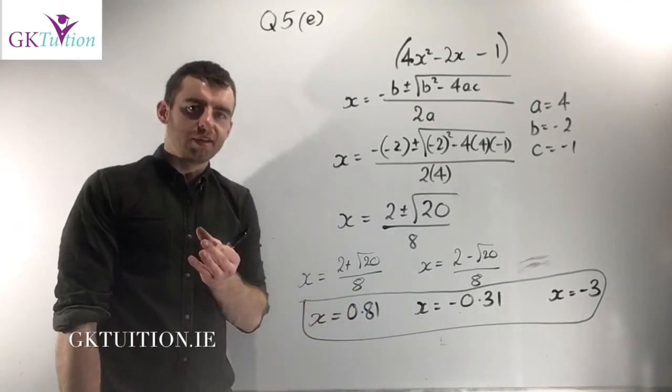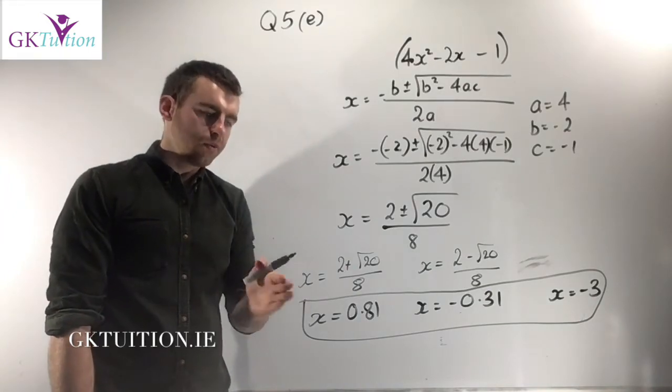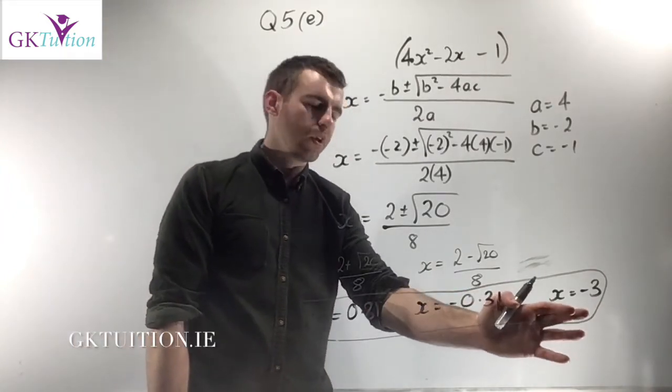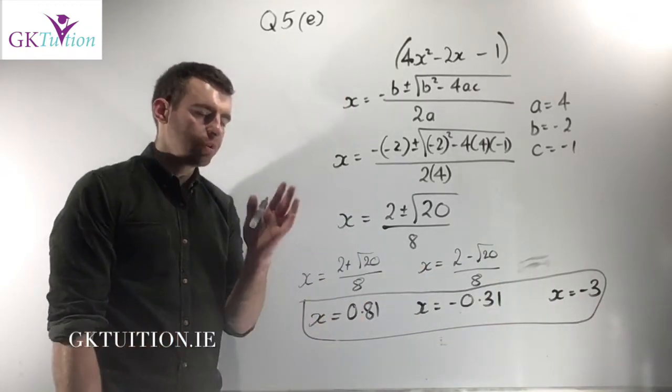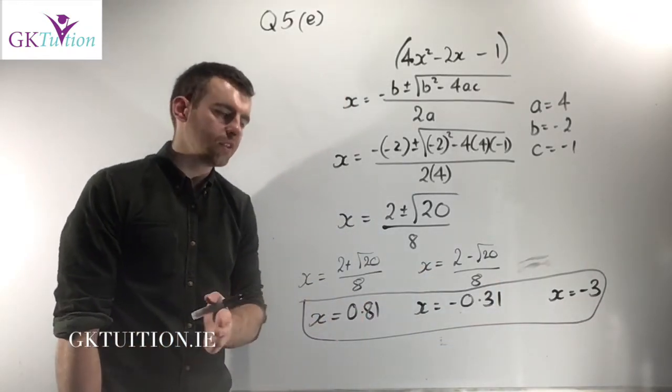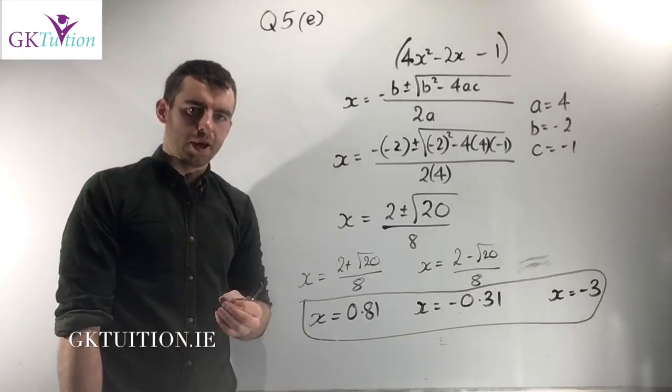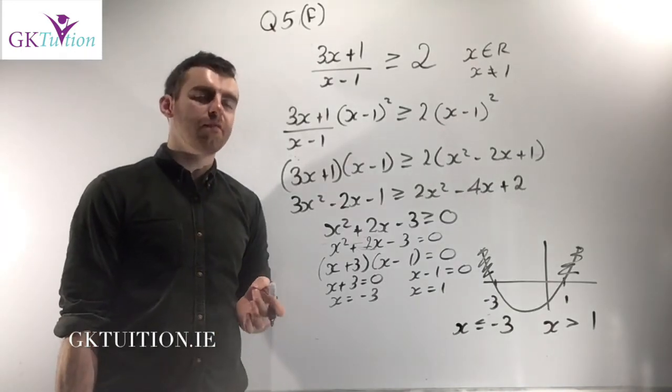And ultimately the question was to solve this cubic, which means you should write out the three roots beside each other. The root we worked out at the very start was x equals minus 3. So the very last thing you should do in a question like this is write out the three roots of your cubic. Okay, part F, question 5, part F.